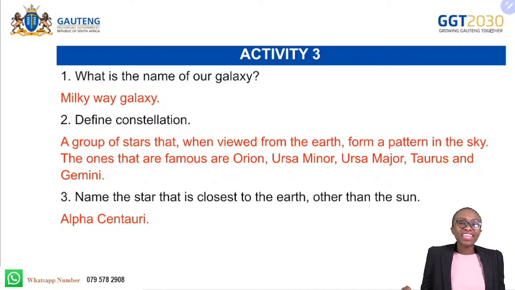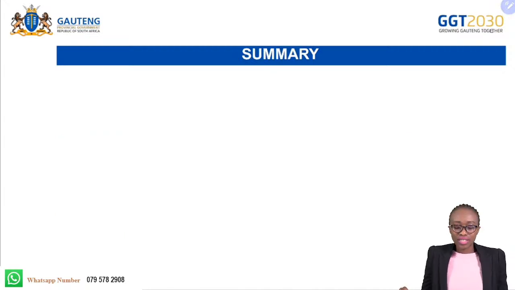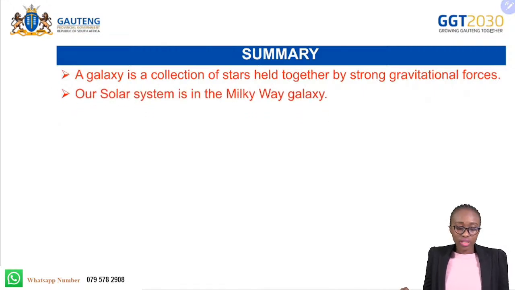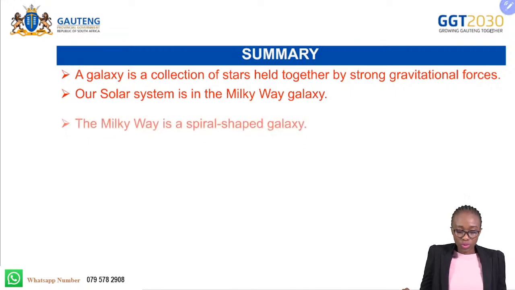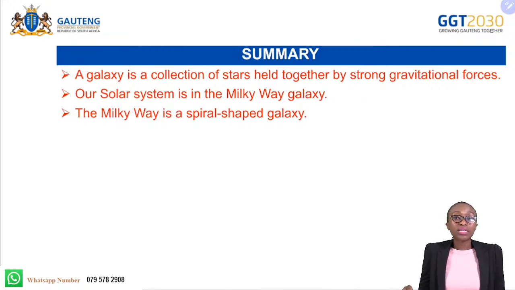Welcome back, grade 8. So now we've come to the end of our lesson. So we're going to summarize our lesson. What did we learn today? Today we learned that a galaxy is a collection of stars held together by strong gravitational forces. We also learned that our solar system is in the Milky Way galaxy. And we learned that the Milky Way is a spiral-shaped galaxy resembling spilt milk, and it has big major arms. It has 5 big major arms.